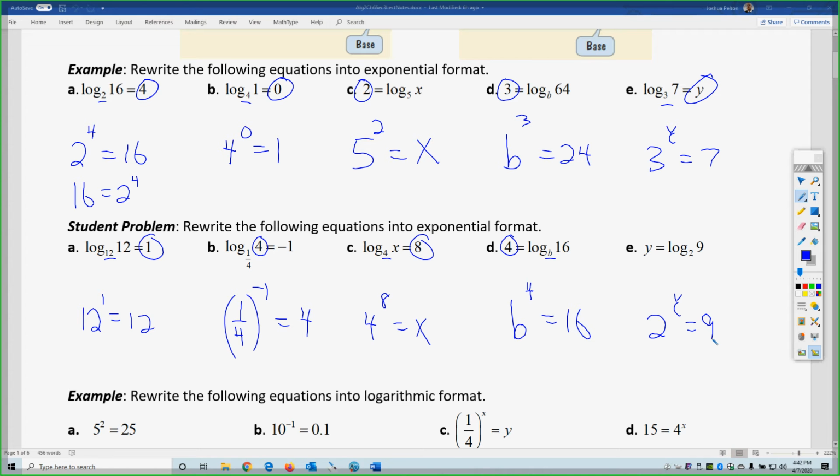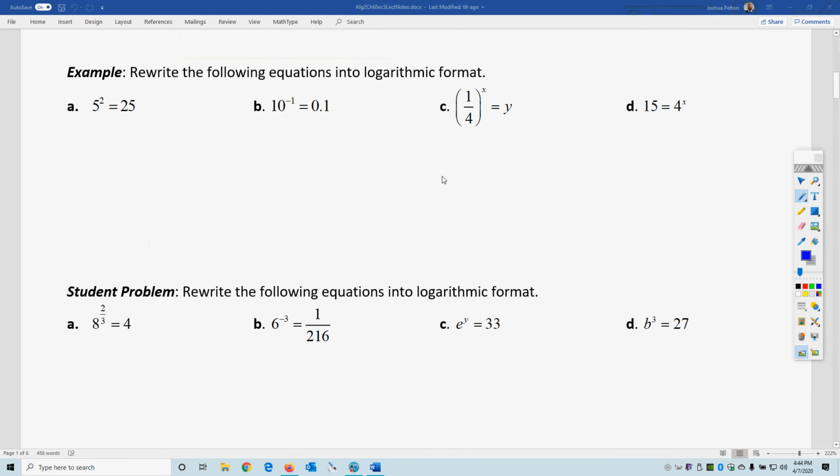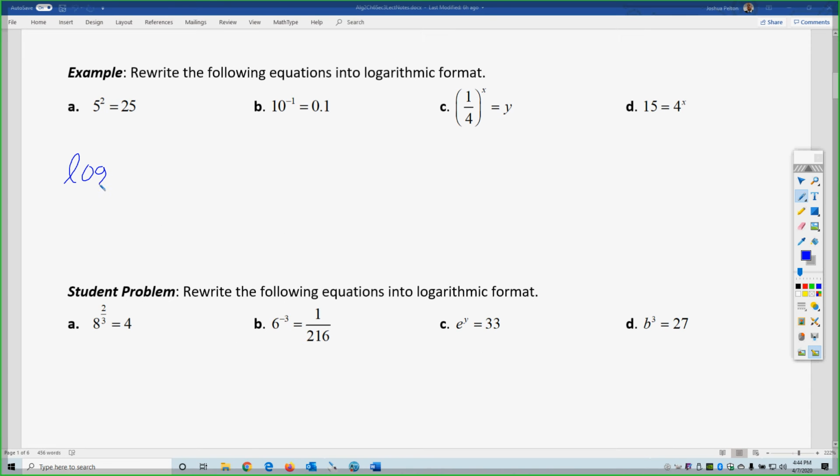Okay, let's go the other way now. Now going from exponential format to the log format. So if it's a base 5, then it's log base 5 of 25, and the outcome of it is the exponent. The outcome is the exponent. The bases must match. So if it's base 10, this is log base 10 of 0.1, and the outcome is negative 1, because the outcome is supposed to be the exponent.